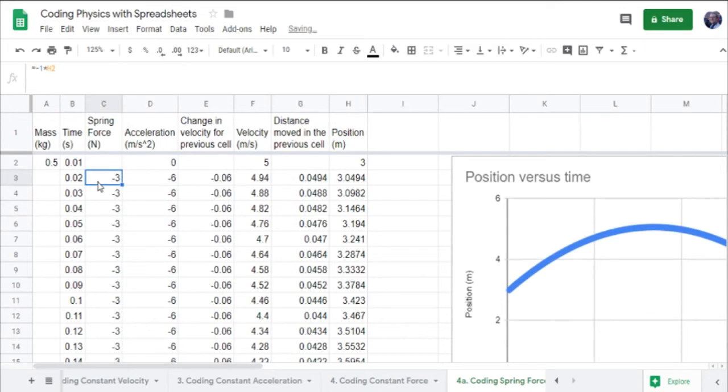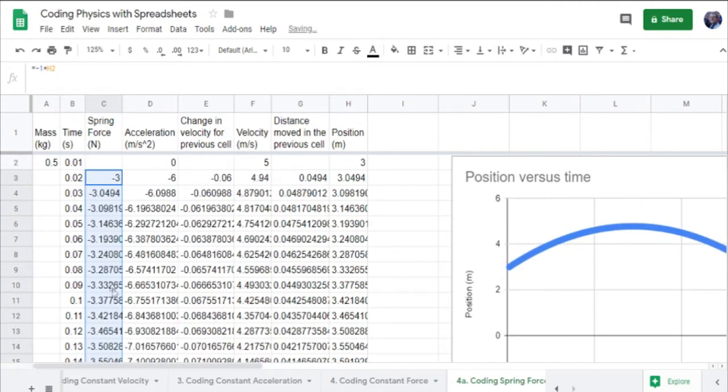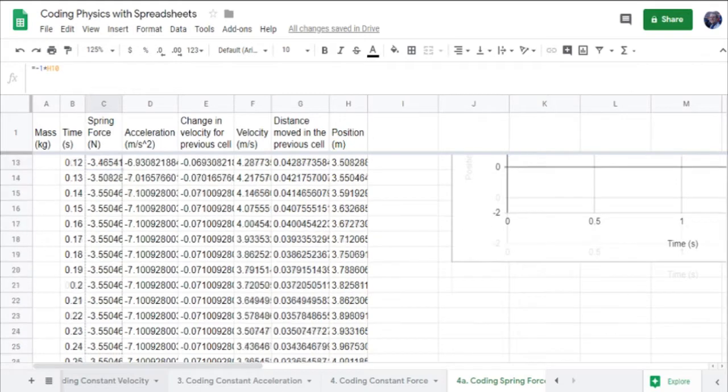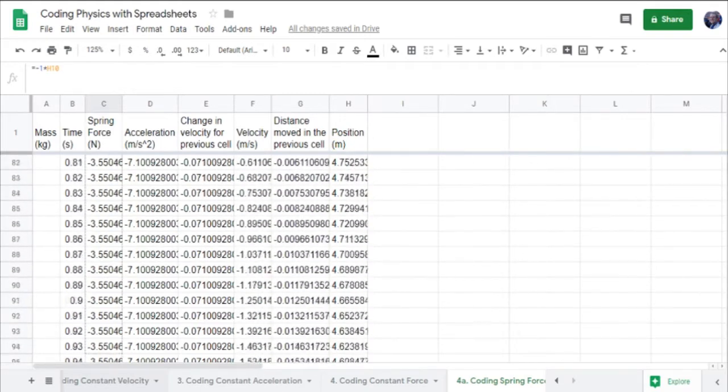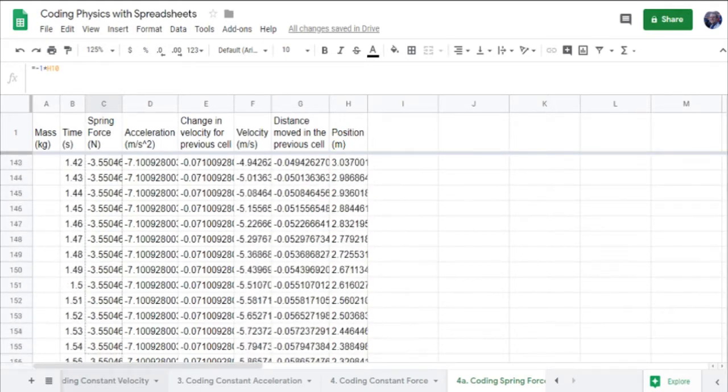So we're going to hit enter here. And now we're going to click and drag with a fill handle here. And what you notice is, oh goodness, this got messy really quickly. What you notice is for each force, it's equal to -1 times the previous position. So we're going to use the fill handle to get that all the way down to 209 down here.